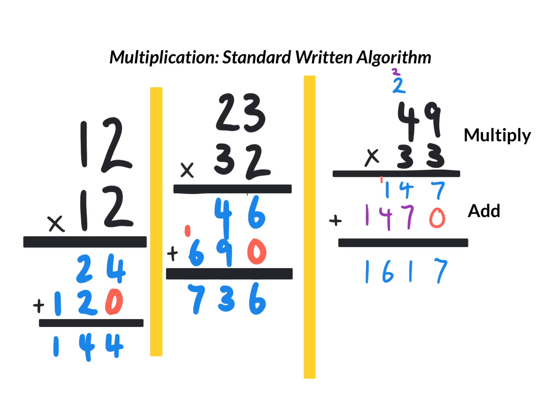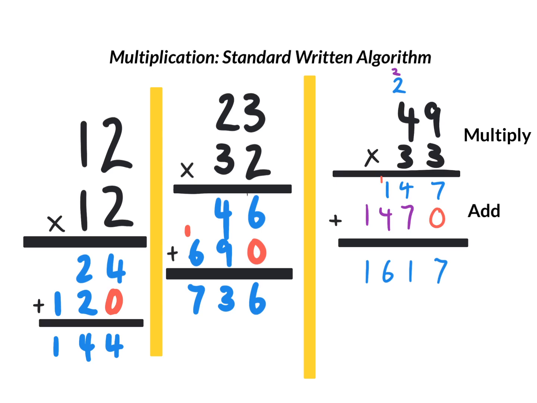In the last example in the far right, let's start the process again. We start in the ones column. 3 times 9 is 27. We place the 7 down in blue, and we carry the 2 over to the tens column. 3 times 4 is 12, plus 2 is 14. We place 14 down. 1 in the hundreds column, 4 in the tens column.